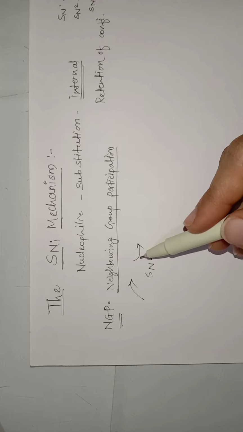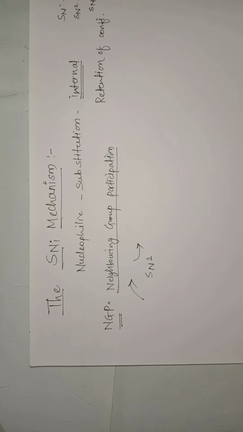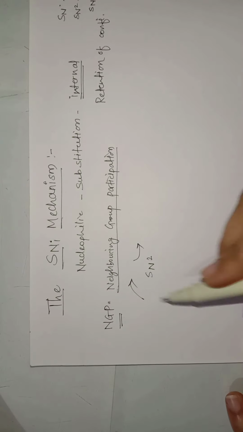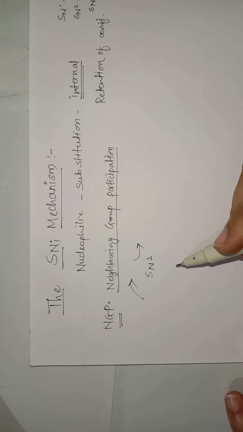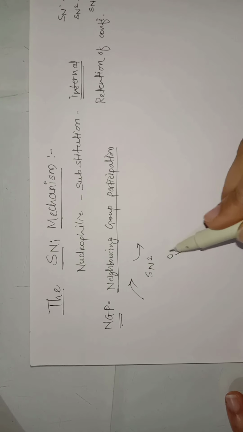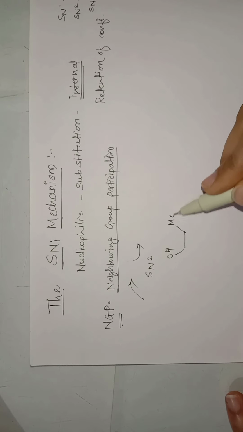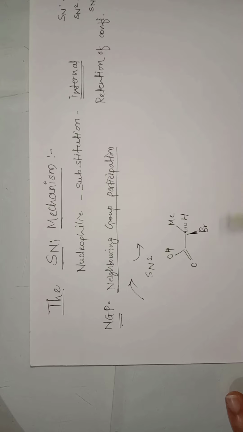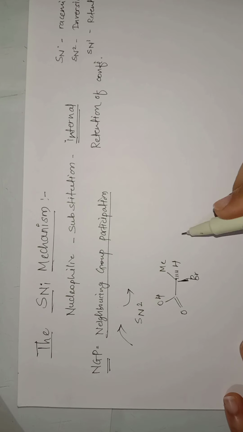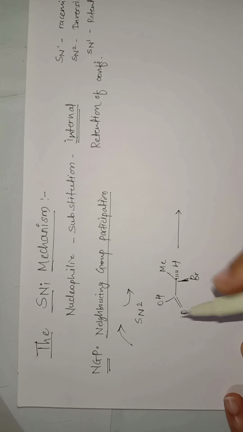Suppose we take one example about an NGP reaction. Suppose we have a compound like this, bromopropanoic acid, with OH, then one methyl group, one hydrogen, one Br group. This is the substrate molecule, and in this compound we have this OH group, and Br is acting as the leaving group.